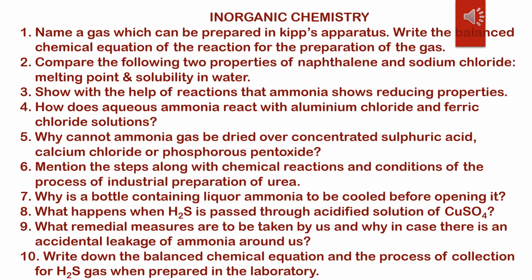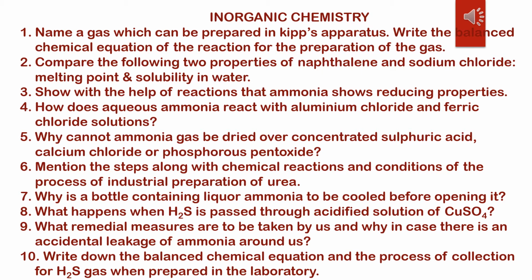And reaction of aqueous ammonia with ferric chloride solution. Aqueous solution of ammonia, that is NH4OH, reacts with ferric chloride solution forming brown precipitate of ferric hydroxide, that is FeCl3 plus 3NH4OH equal to Fe(OH)3, down arrow, within bracket brown because this precipitate is brown in color, plus 3NH4Cl. Next question.